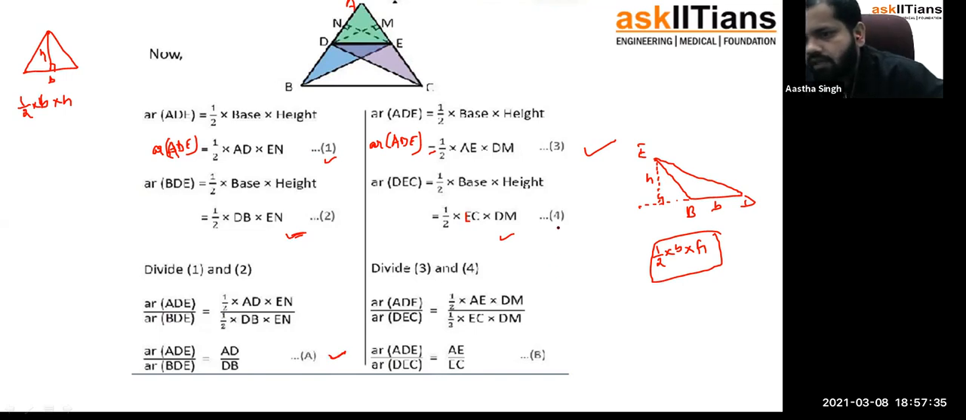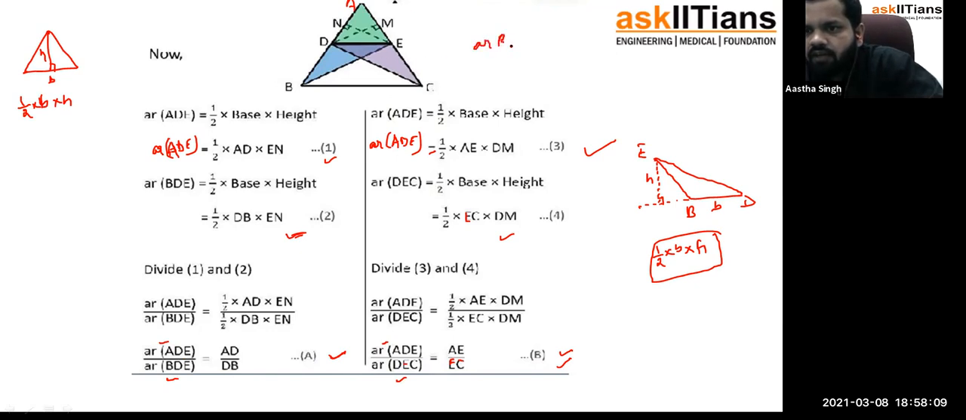Similarly, if you divide 3 by 4, you will get AE upon EC. Okay, guys, just tell me for your A equation and your B equation, the ADE and AEDE are the same triangle, right? It means this area will be equal. What can you say about BDE area and DEC area?